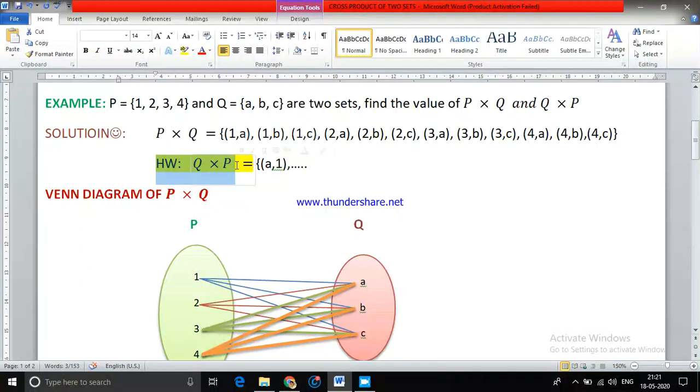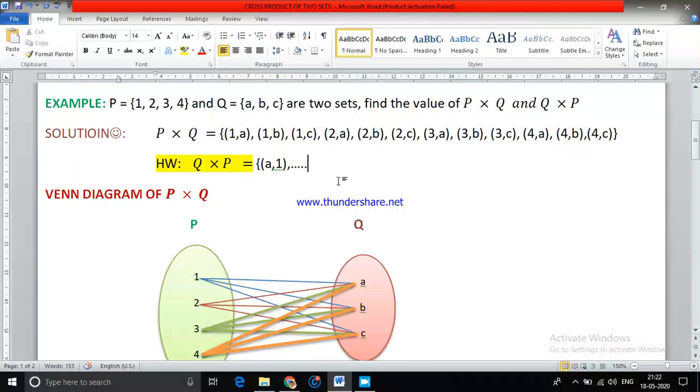When I say Q cross P, the first element of the ordered pair comes from Q and the second element comes from P. For example, P cross Q has (1, A), and Q cross P has to have (A, 1), because the first element comes from Q and the second element comes from P. Now write all the other elements. How many elements will there be? Write all the other elements, that is homework for you. Okay, so this is the cross product P cross Q or Q cross P.